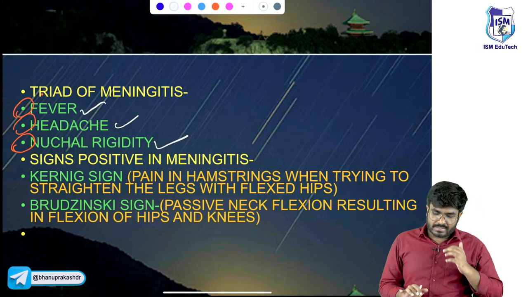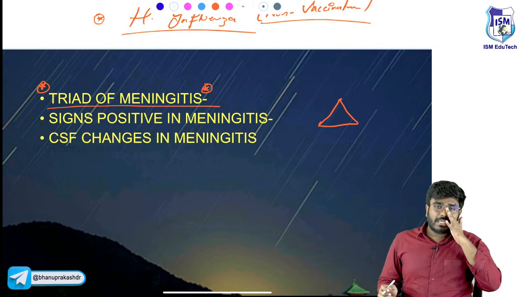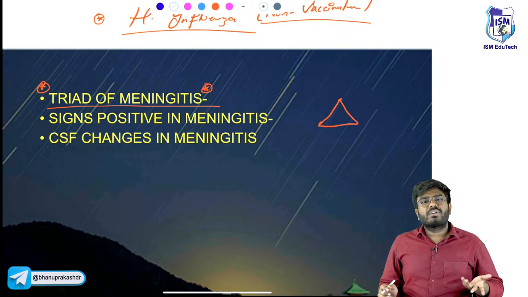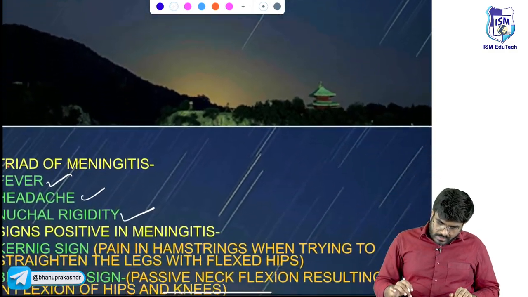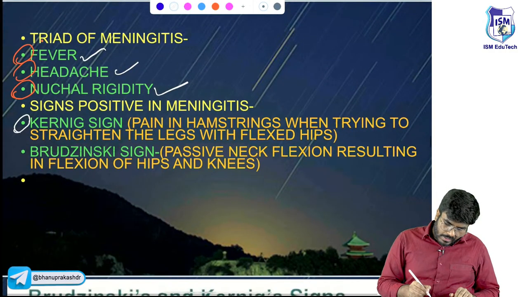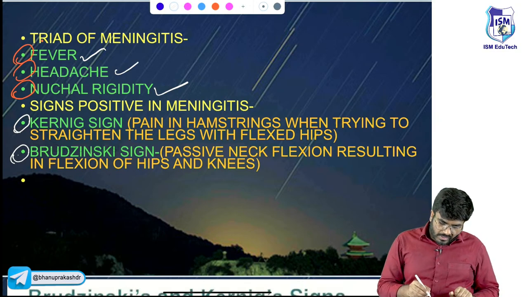Now, what are the two signs seen in a patient who is having meningitis? Imagine that I am coming to you and you are suspecting that I have meningitis. If you do certain physical examination, two signs will be positive. They are the Kernig sign and the Brudzinski sign. So, what is the Kernig sign?